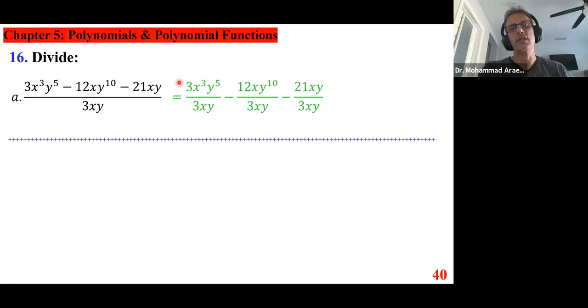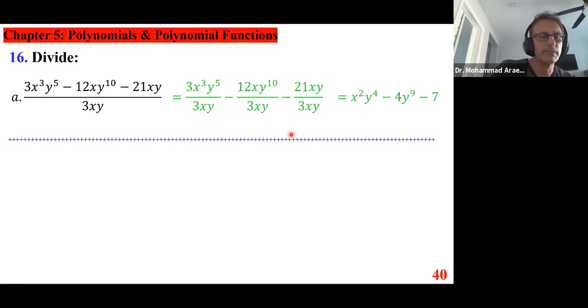Minus 12 cancels out 3. That gives us 4. X cancels out x, and y becomes y to the power of 9. This one, everything cancels out. We get minus 7. So again, step 1, make up 3 fractions. Step 2, simplify one by one. Okay, very simple. And the same thing applies with the variables.